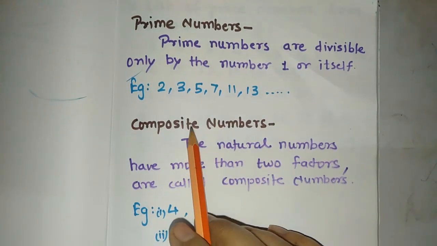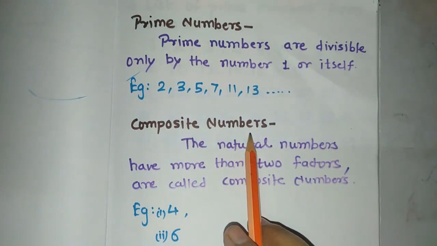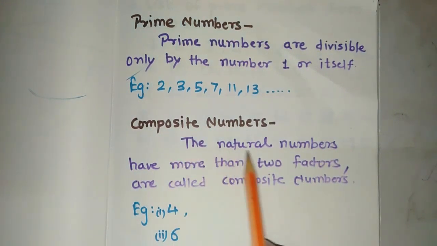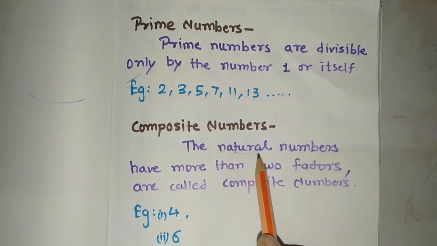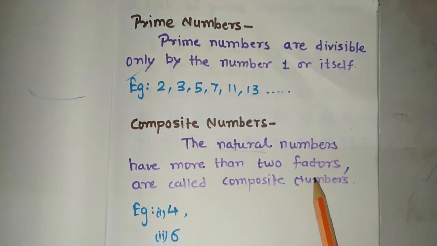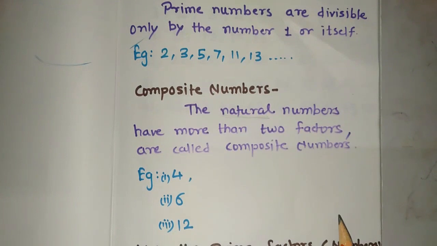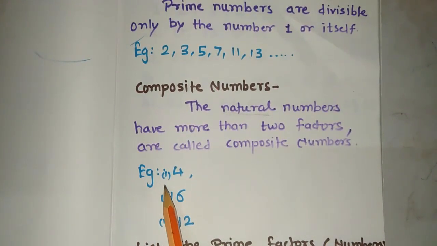And according to the factors, there are two types, prime numbers and composite numbers. So composite numbers are natural numbers. Natural numbers means all positive numbers. Numbers that have more than two factors are called composite numbers. See, some examples are given here.